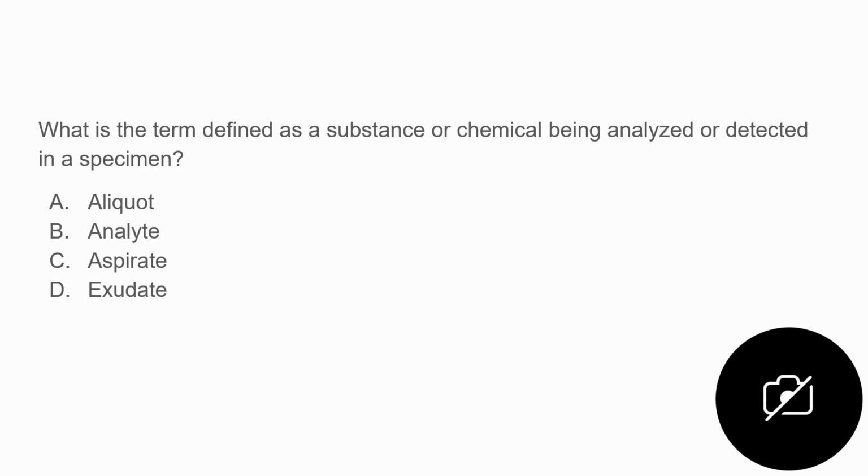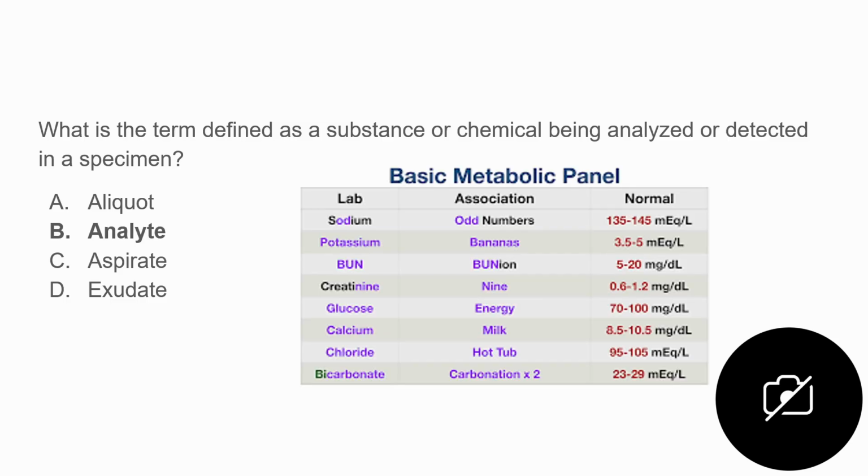Let's look at this. What is the term defined as a substance or chemical being analyzed or detected in a specimen? And we actually just mentioned that. So is it aliquot, analyte, aspirate, or exudate? The answer is an analyte. So here's an example of some analytes, some electrolytes, and their relative normal values. I mean, you're not going to know the normal values of every single analyte you draw, but over time, you tend to get a pickup and a feel for what's normal and what's abnormal.